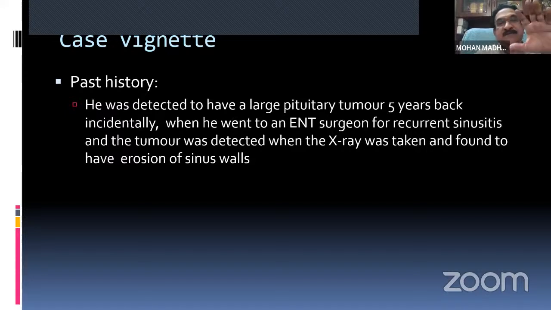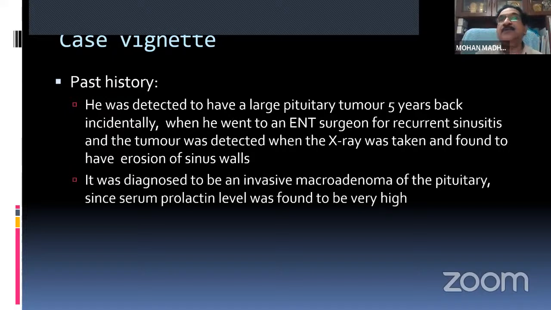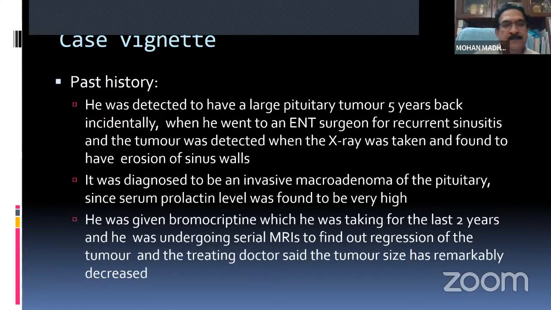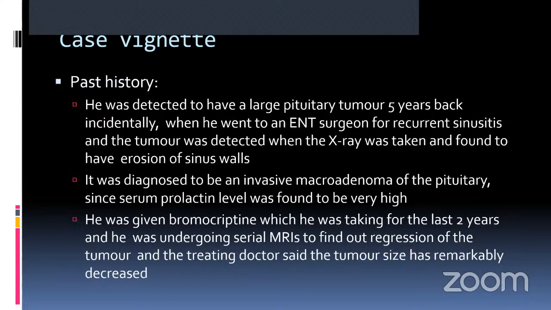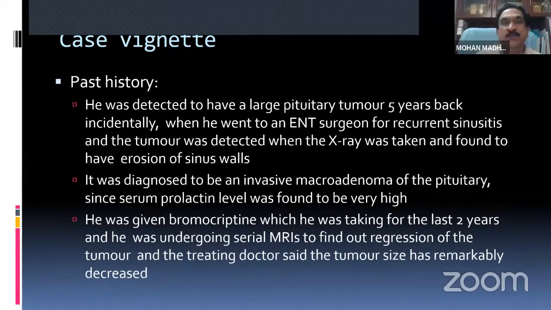The X-ray was found to have erosion of the sinus walls. Seeing the abnormality, he ordered an MRI scan, and that is how a microadenoma was detected. It was a large microadenoma at that time, diagnosed as such because the serum prolactin level was very, very high. So they thought it was a prolactin-secreting pituitary microadenoma.